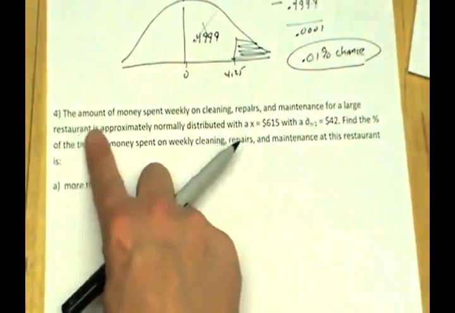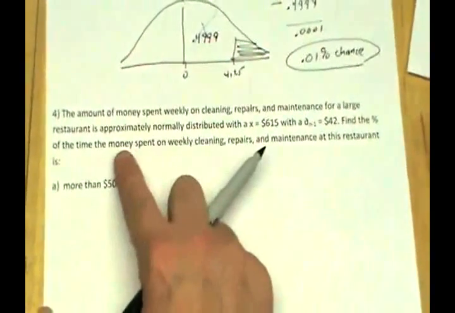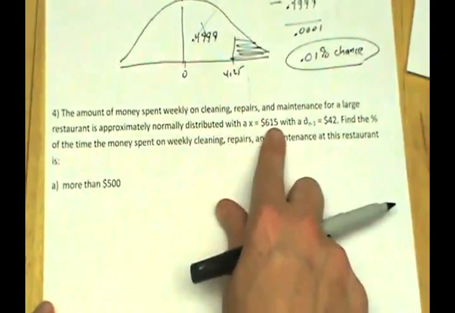Another one. How about the amount of money spent weekly on cleaning, repairs, and maintenance for a large restaurant is approximately normally distributed with a mean of $615 as the average.